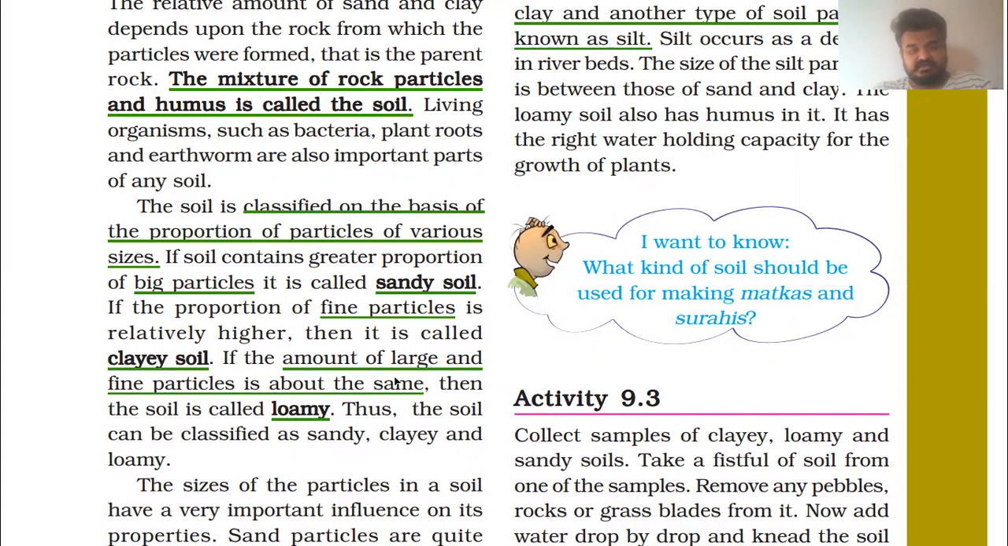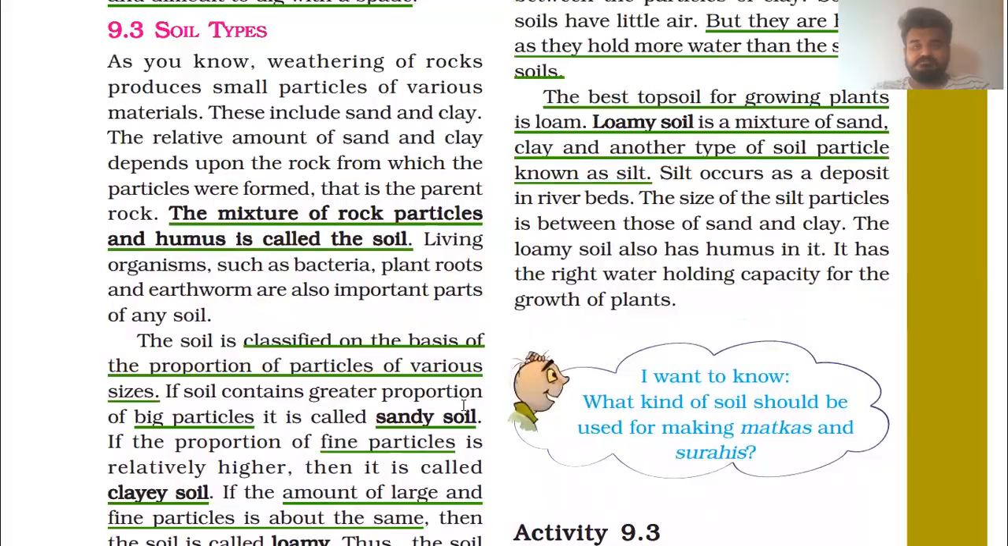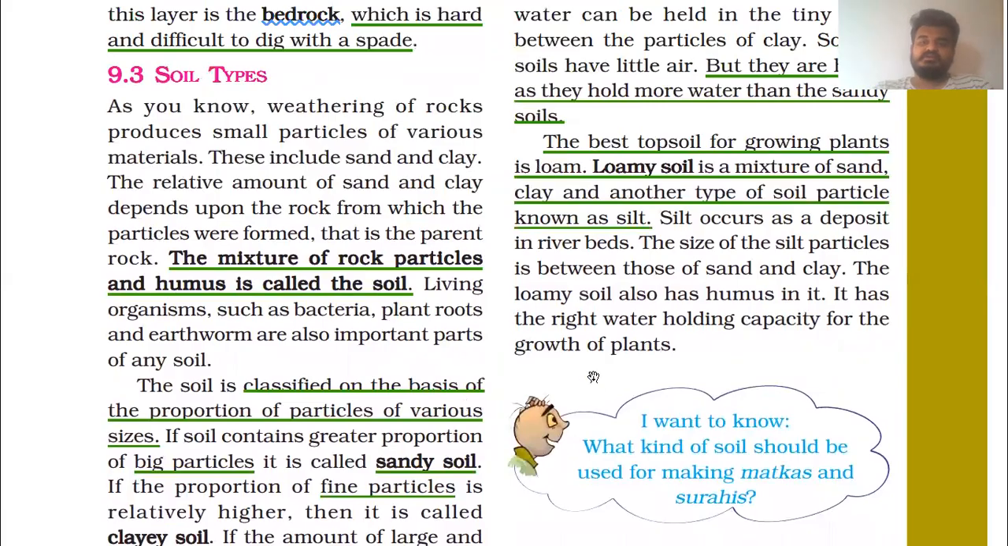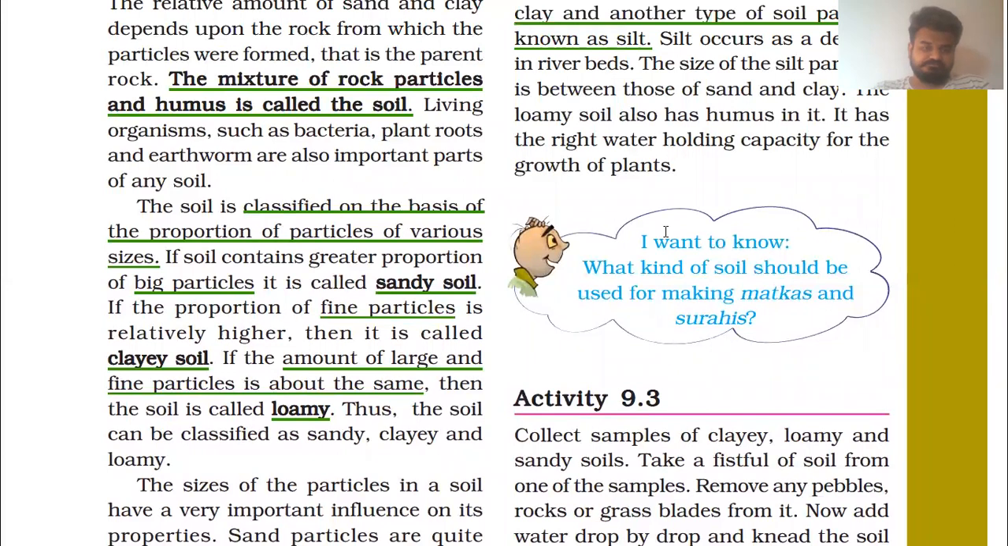Mainly, as we have underlined, big particles are there in sandy soil. The amount of large and fine particles is about the same in loamy soil, so simply we can say both types of particles are there. Both types of particles are there in clay soil too, but only fine particles are there in this one. So this is the main difference we discussed in the last session.